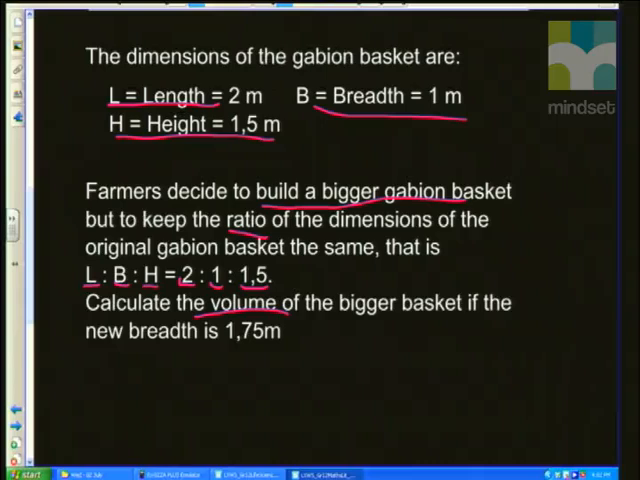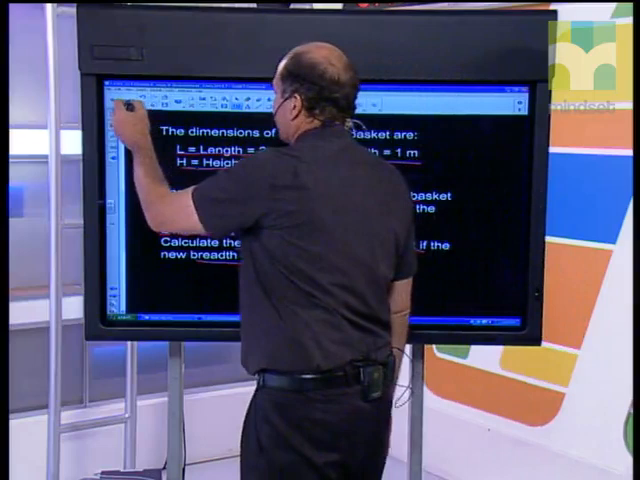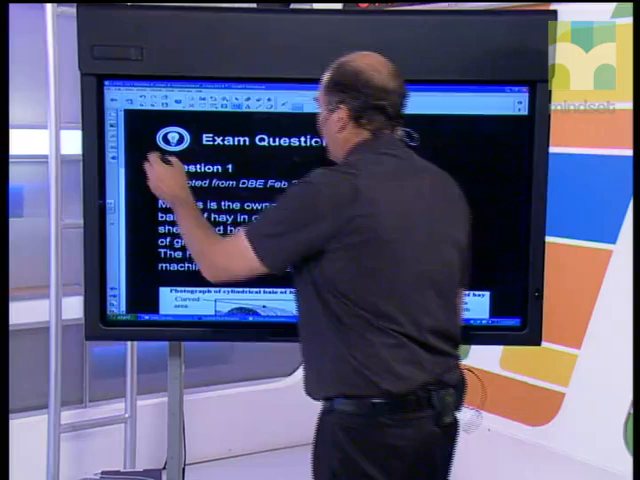of the bigger basket if the new breadth is 1.75 meters. Now guys, that's quite a challenge question, but it's not beyond you. Think about it, and we'll be posting and going through the answer towards the end of this hour. So let's get on, have a look at it, make sure you've got it, get the notes, it's in the notes, and so you can do a little bit of practice with it. We'll be posting that in the ad break, so you'll be able to post your comments after we've posted it. Okay, let's get into our first question.